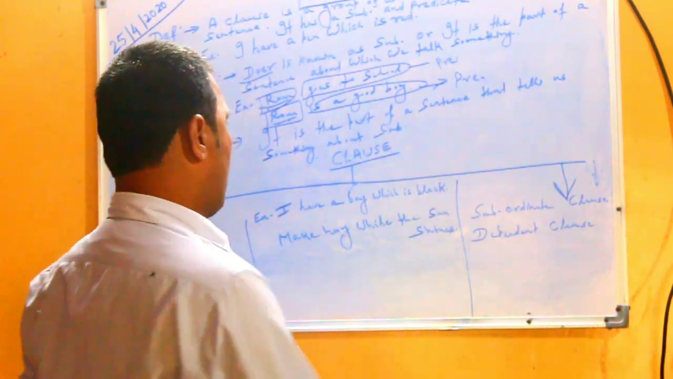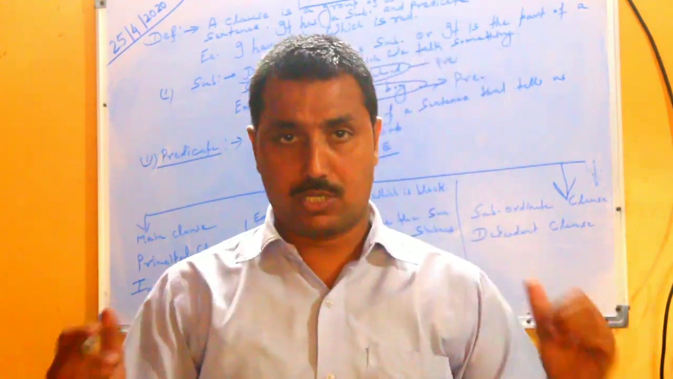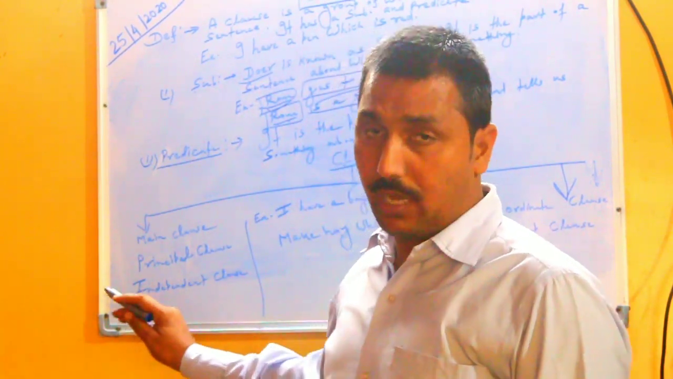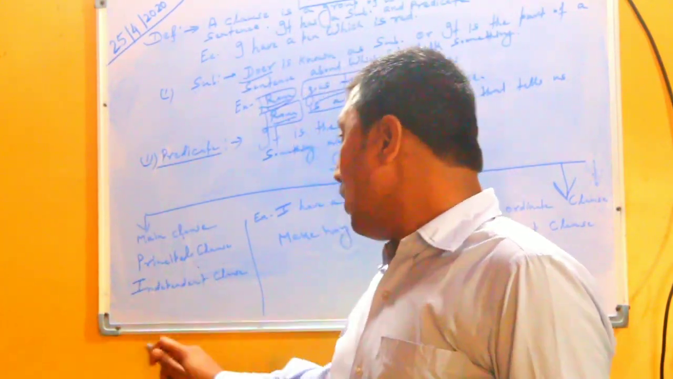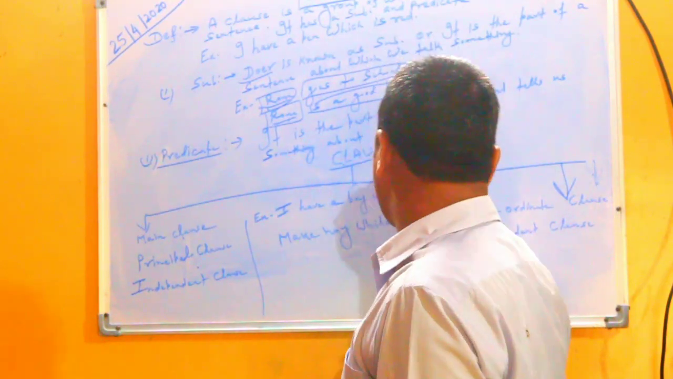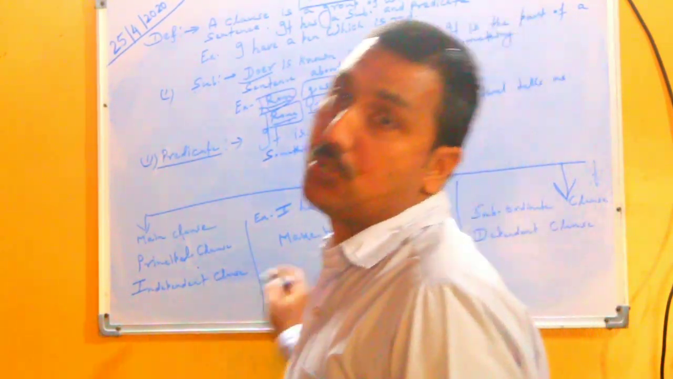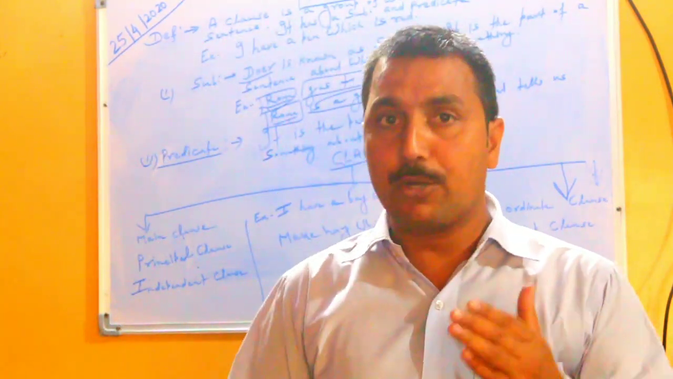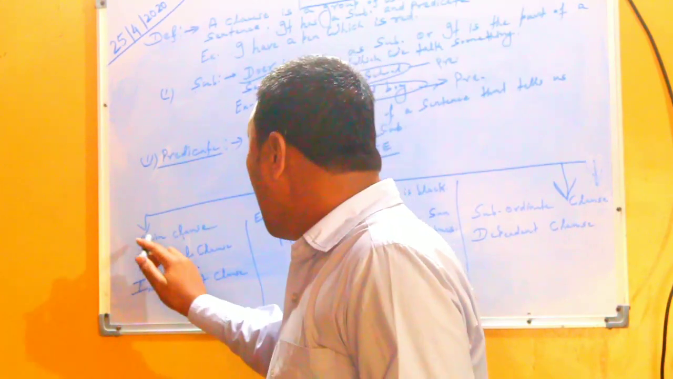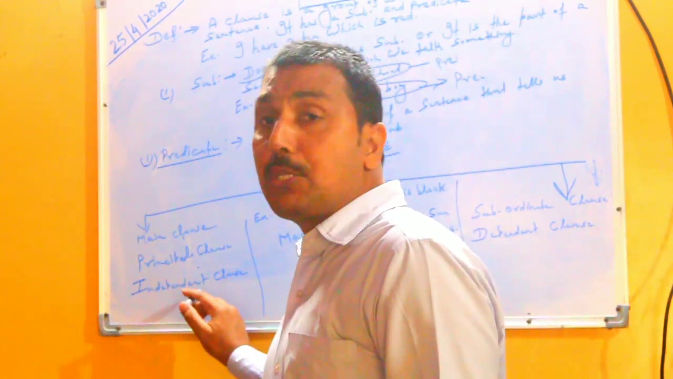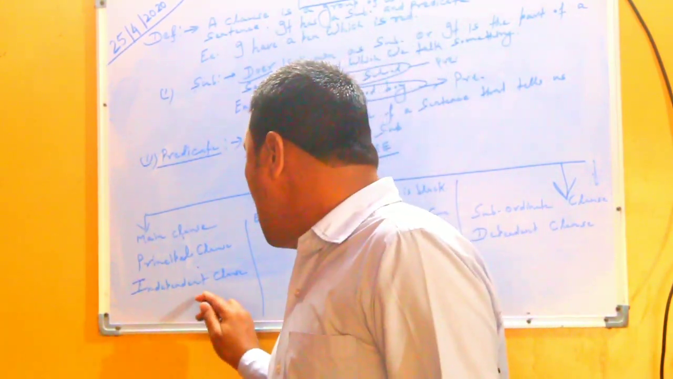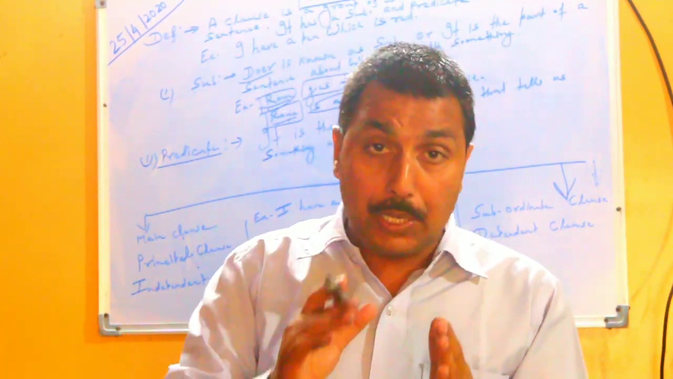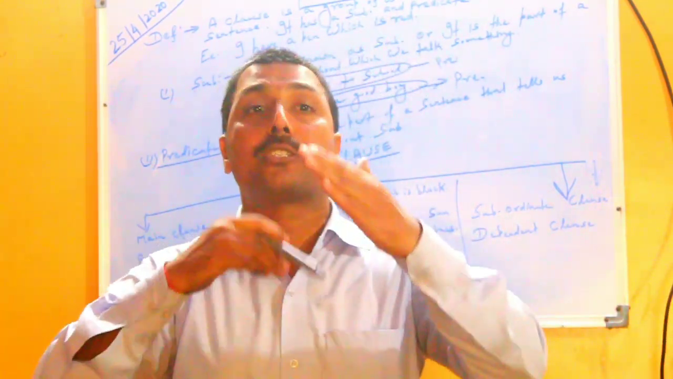Now we will move to the kinds of clause. So basically there are two kinds of clause. The first one is main clause, or principal clause, or independent clause. There are three names: main clause, principal clause and independent clause. The second kind of clause is subordinate clause, or dependent clause. Now what is a main clause and what is a subordinate clause? It is very clear from its name only. Independent clause means the kind of clause that is completely independent to express its meaning. It does not depend on any sentence to express its meaning.